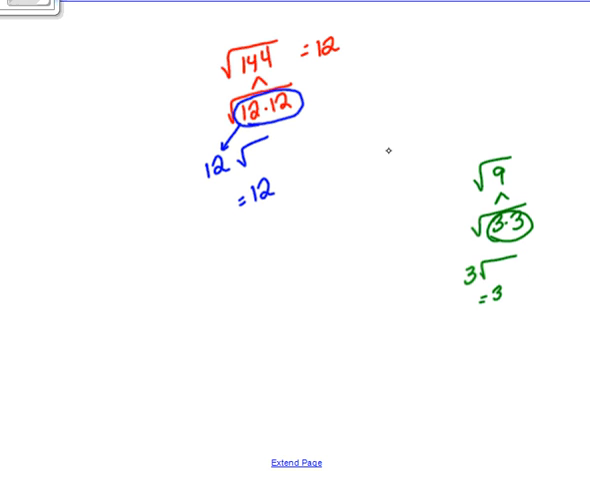Okay? You can do this in your head, you can do this in your calculator, but not everything comes out to be a perfect square. And we need exact answers a lot of times in math. So what we're doing today is whenever it doesn't come out to be perfect, how do we find out what that exact answer is?